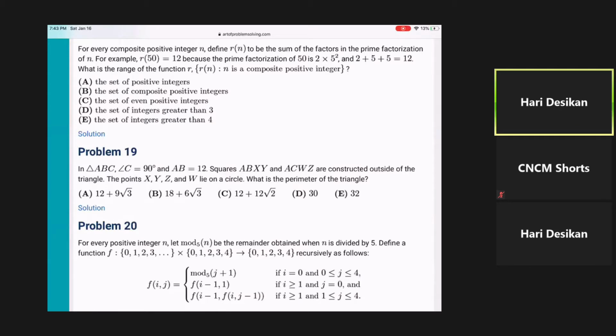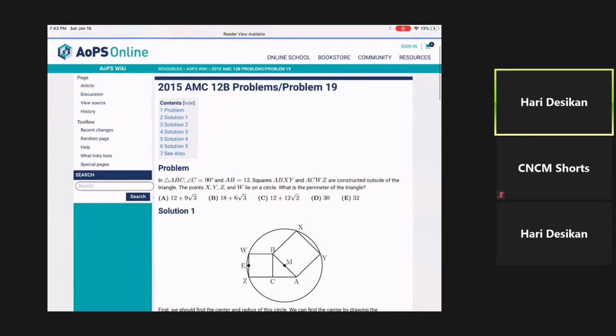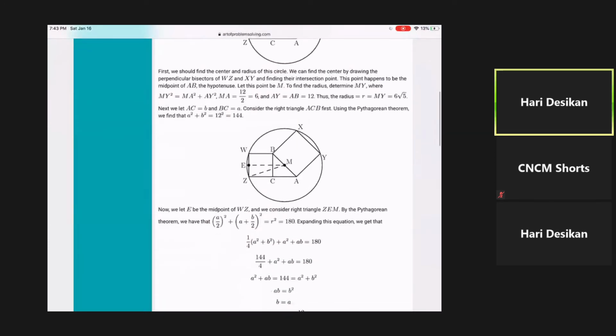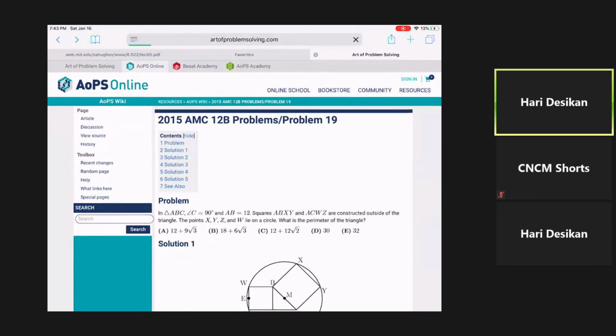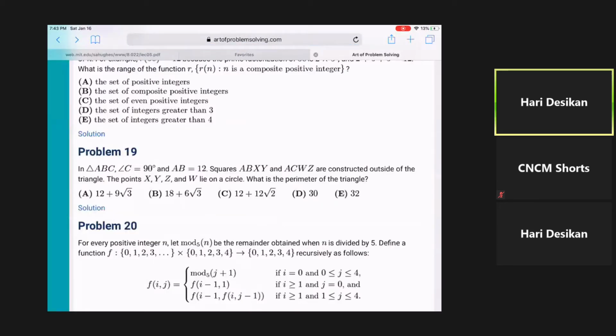If you look on the AOPS forums, the solutions to this problem are kind of long. I'm going to be honest, this is quite a bashy solution. So what we really want to do here is use knowledge of cyclic quadrilaterals, which you can see covered in a CNCM lecture. So what does this say?